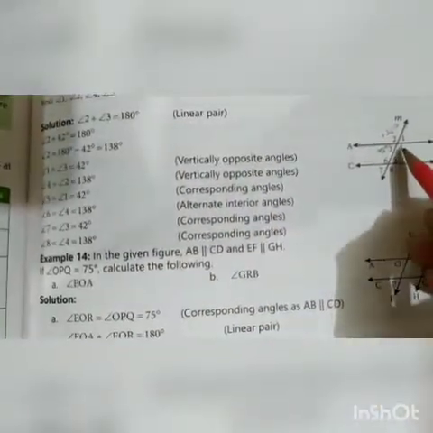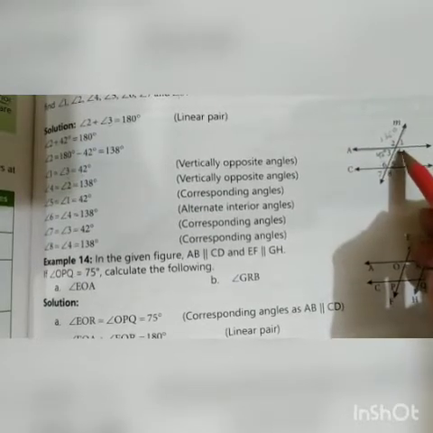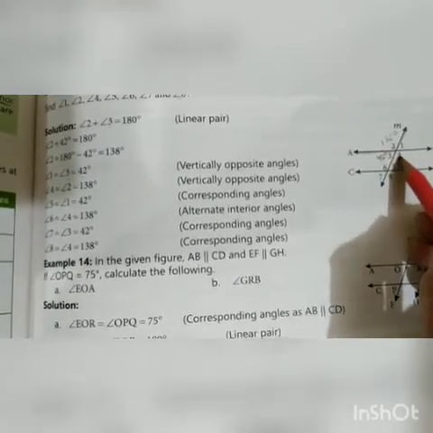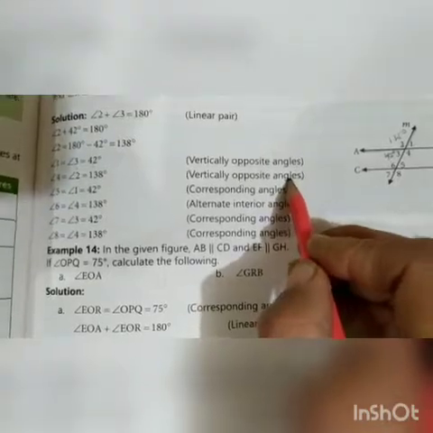Now from this angle 2 we can find angle 4. Angle 2 and 4 are also vertically opposite angles. So angle 4 is equal to angle 2, equal to 138 degrees, vertically opposite angles.